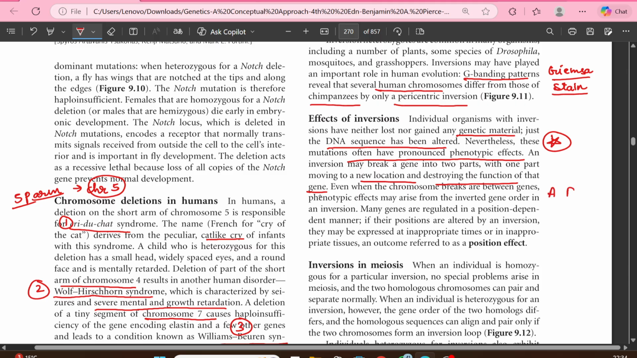Suppose A, B and C are located together, so this B will function only if it is located in between A and C. Now if this order gets reversed or if something gets inverted, then the B gene will not be in close proximity to A and C, which means this order will not be maintained, and in that condition this B gene won't be able to express itself. This effect is known as the position effect.